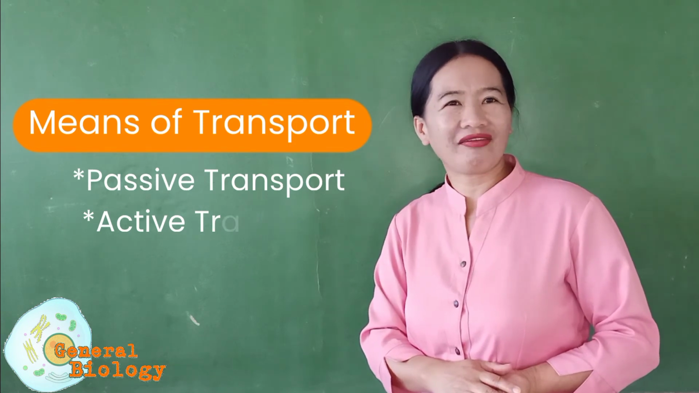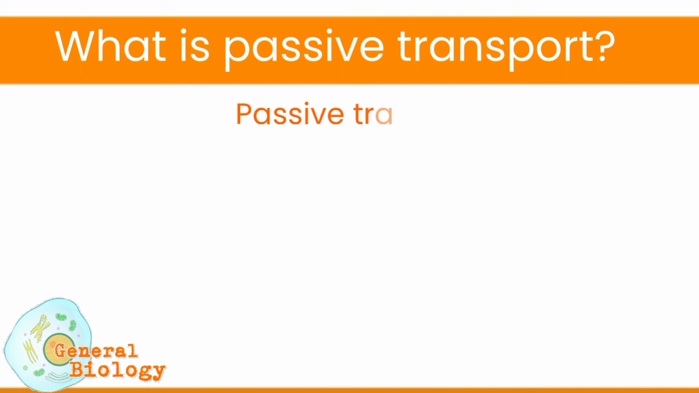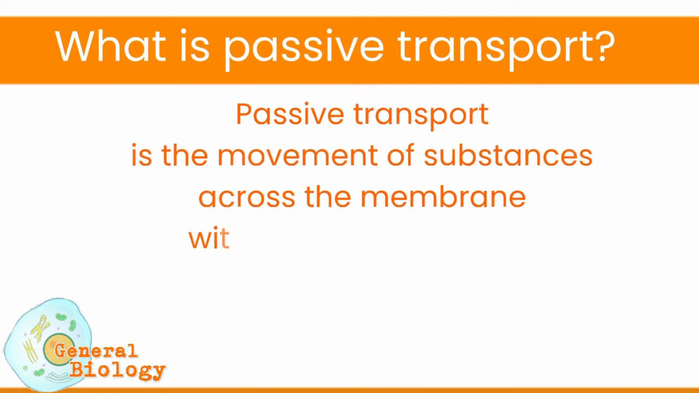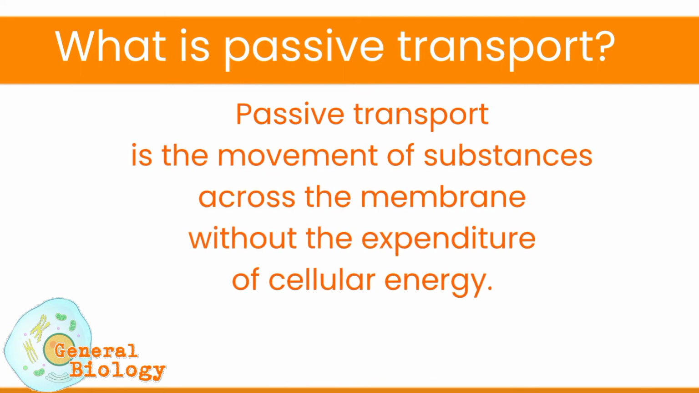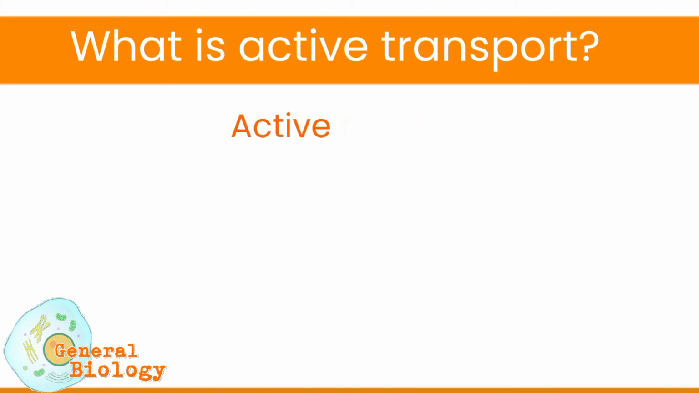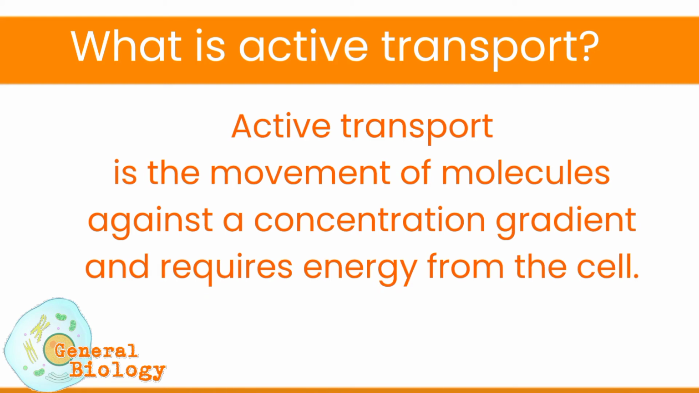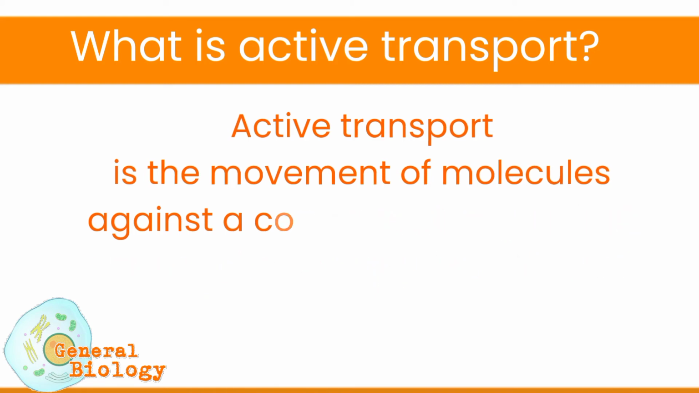What are passive and active transports? Passive transport is the movement of substances across the cell membrane without the expenditure of cellular energy. Meanwhile, active transport is the movement of molecules against the concentration gradient and requires energy from the cell.